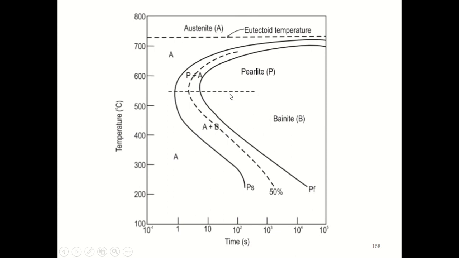From 540 to 215 degrees Celsius, you can see the curve is C-shaped. It's a C-shaped curve, and this C-shaped curve indicates where the transformation to bainite occurs.